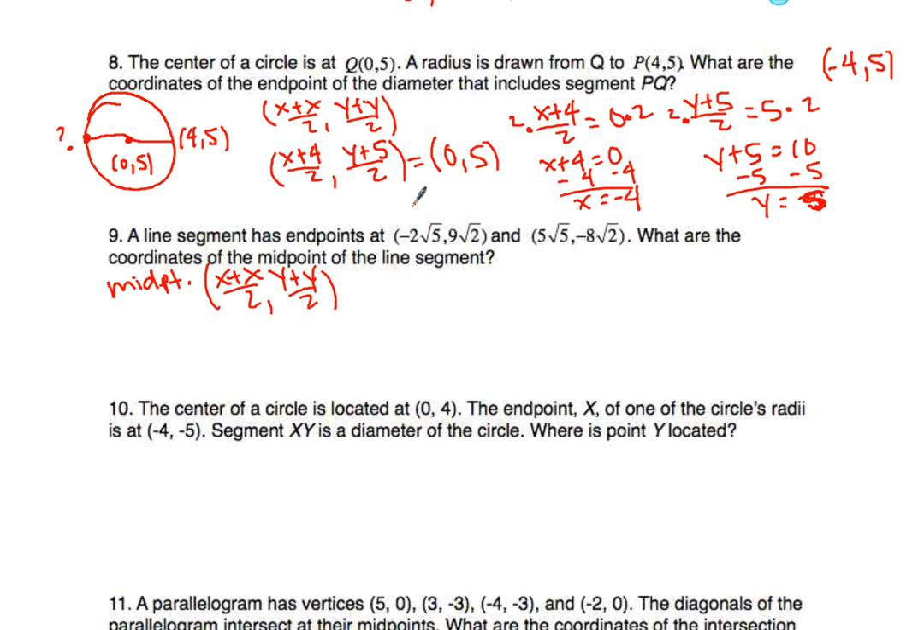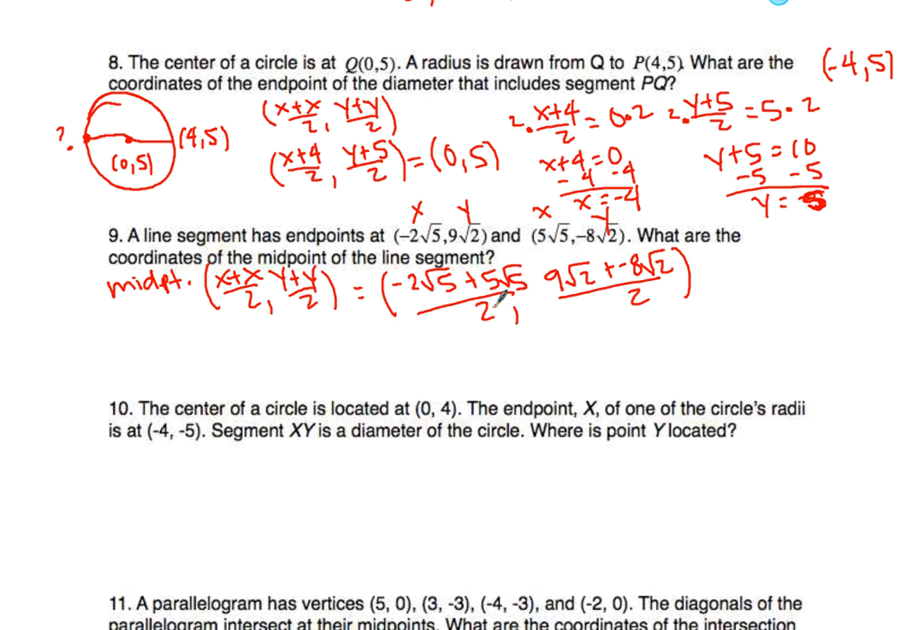You know that your x coordinates are negative 2 square root 5 and 5 square root 5. And your y's are 9 square root 2 and negative 8 square root 2. So you just plug those in where they go. So I have negative 2 square root 5 plus 5 square root 5 all over 2. And then 9 square root 2 plus negative 8 square root 2 all over 2.